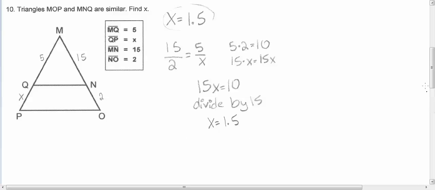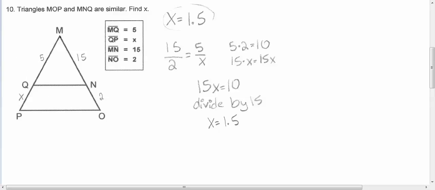All right, let's try the next one. So this one you got wrong as well. And again, I think that the problem you had here was, first of all, you didn't label it correctly. And second of all, you didn't draw the picture side by side, because when you draw it side by side, it might become much easier for you to see. All right, let's see. MQ is 5. So that would be that, okay. QP is X. All right, we like that. All right, let's see. MN is 15 and NO is 2. Okay, cool. So let's draw these pictures side by side right next to each other.